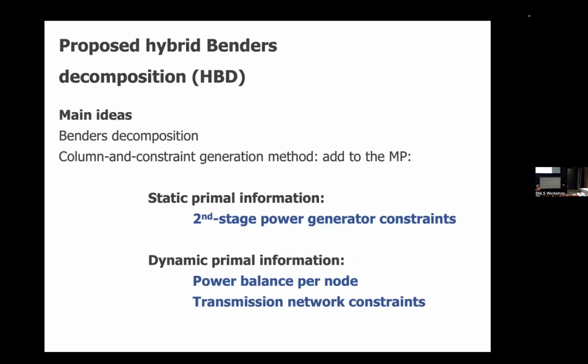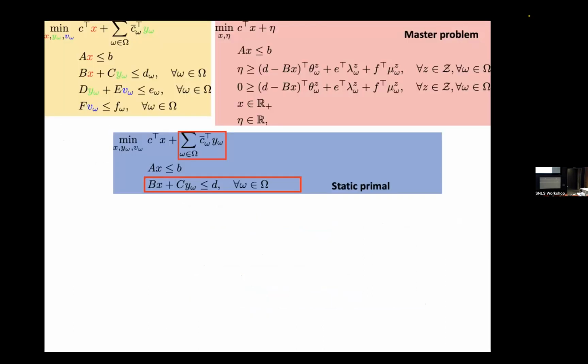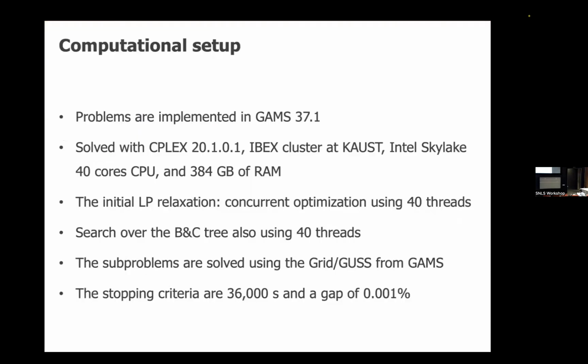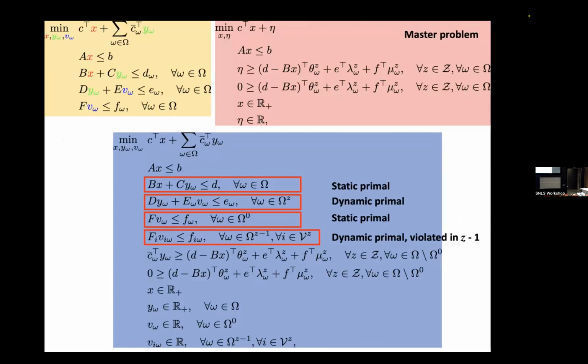So basically, our idea was to move all the second stage information of the generators to the master and leave the power balance and transmission networks in the subproblems. And instead of adding cuts to the master, we add binding constraints of the transmission network that we find in the subproblems. So basically what happens is this. This is the traditional master problem. And what we did was, to the master problem, we move some of these scenarios here that do not include the transmission network. And we leave the transmission network for the subproblems.